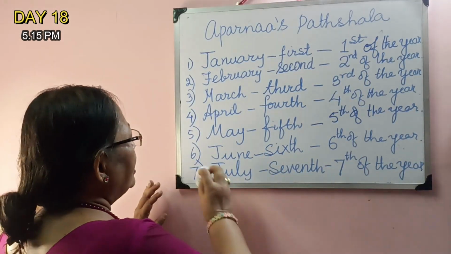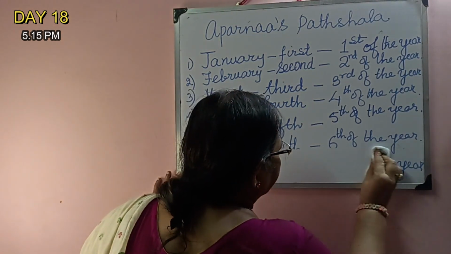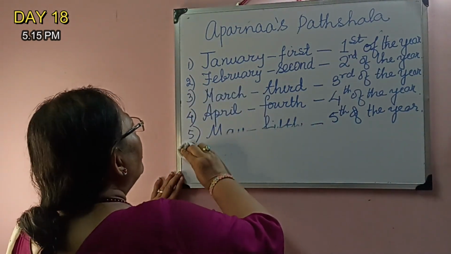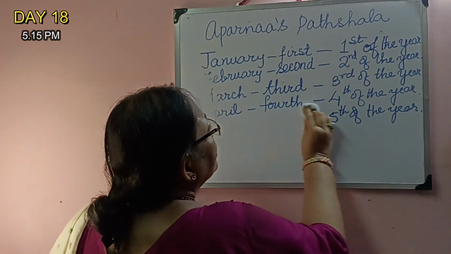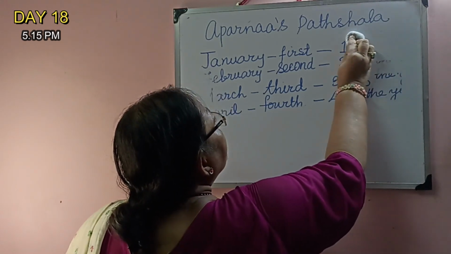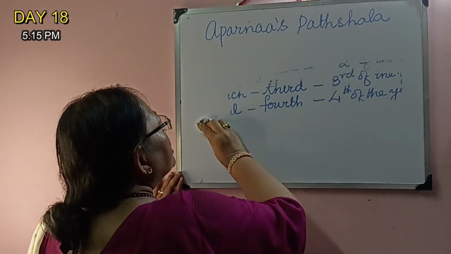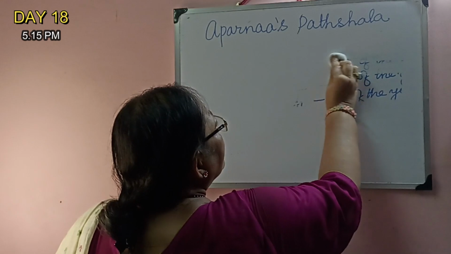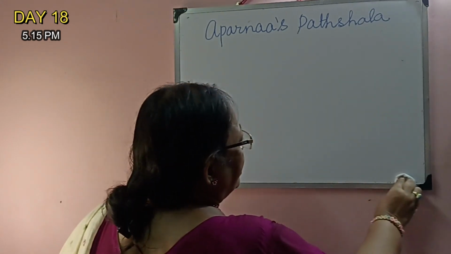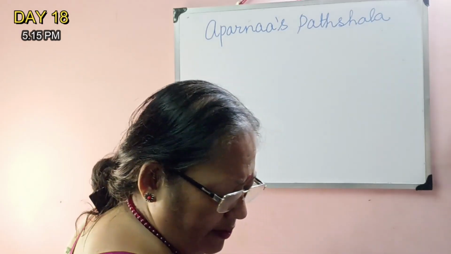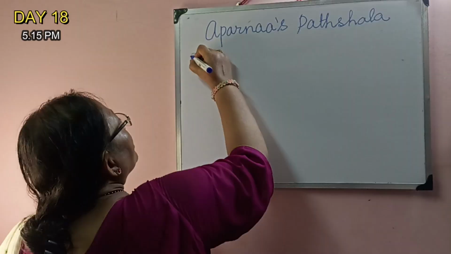So now I am again rubbing it. R-U-B-B-I-N-G, rubbing it. I am erasing it. Both the meanings are the same. We have done up to July. Now again I am doing it on 8.